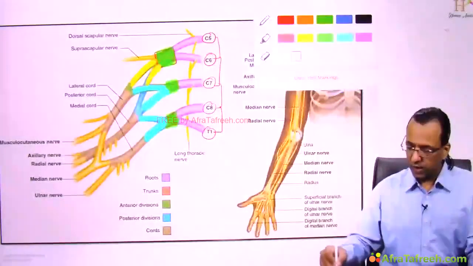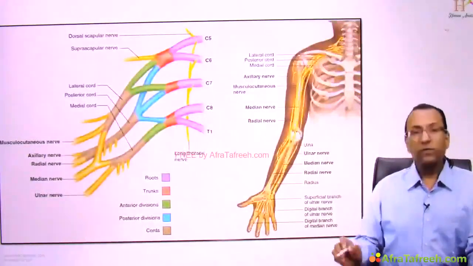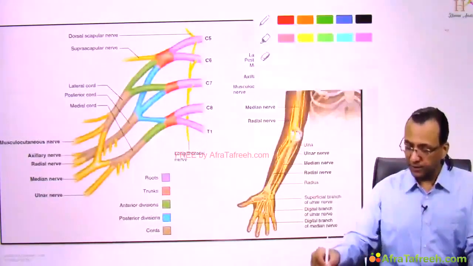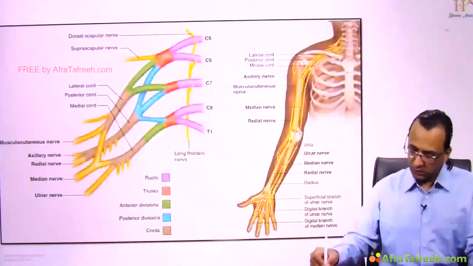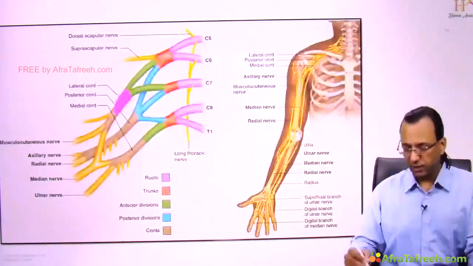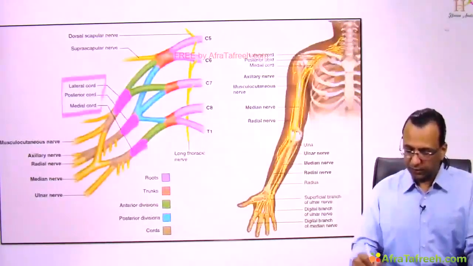So when you are talking about the cords in the axilla, what about them? You will find that there are 3 cords of the brachial plexus in the axilla. And who are they? You will notice that there is the lateral cord of the brachial plexus, and there is a posterior cord, and there is the medial cord of the brachial plexus. So there are 3 cords of the brachial plexus in the axilla.